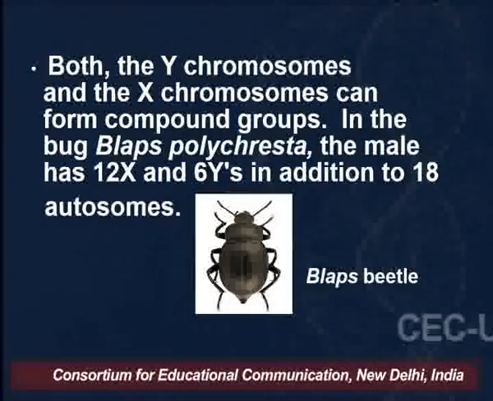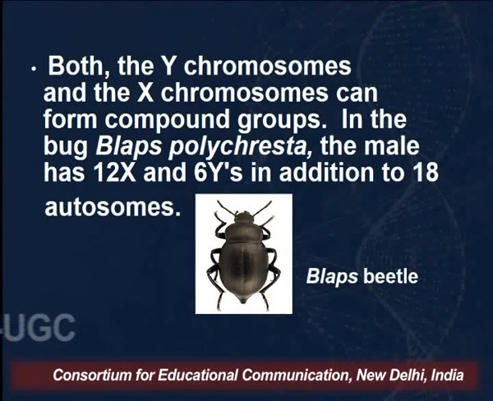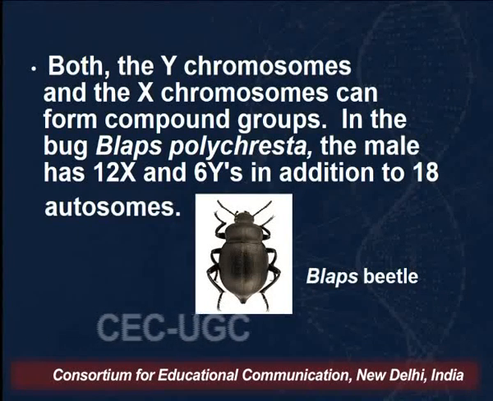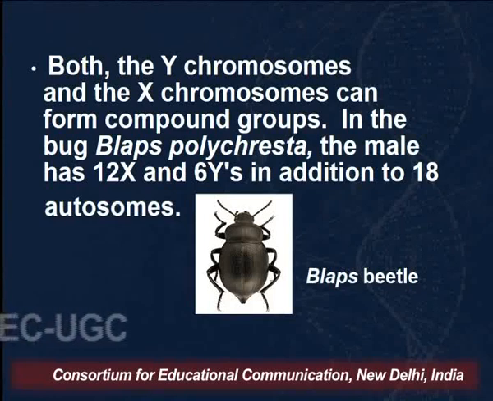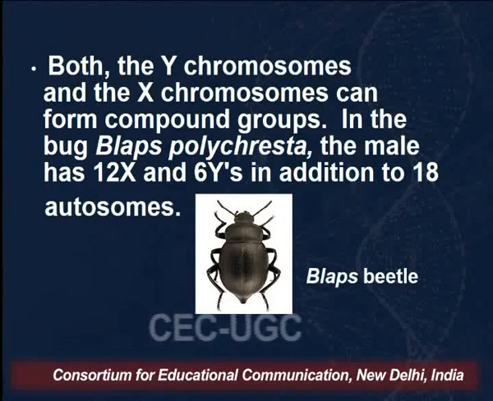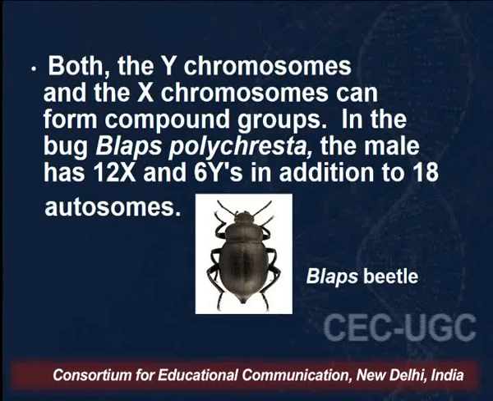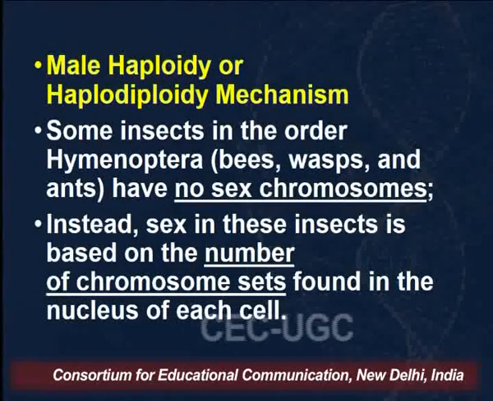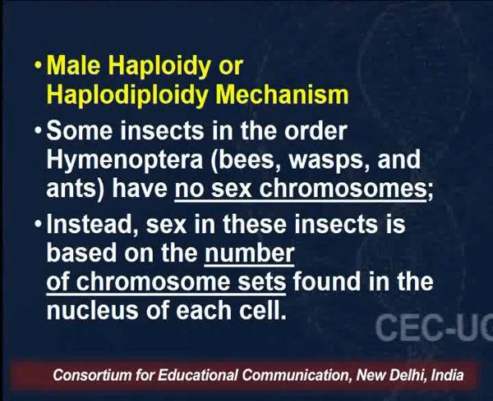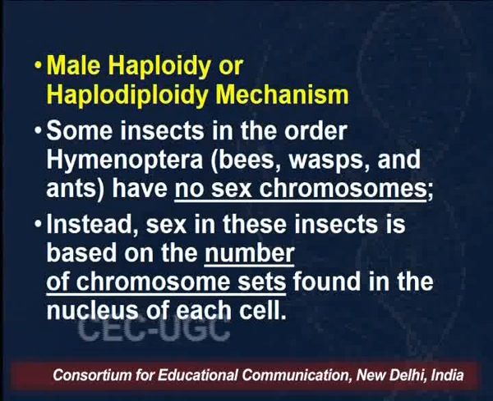And in case of a beetle, that is the Blaps beetle, we find that both the Y chromosomes and the X chromosomes are present in compound forms. In Blaps, we found that the male has 12 X chromosomes, and the Y chromosome number is 6 or even more, and this is in addition to the 18 autosomes. So there are a whole lot of situations that may occur as far as the compound chromosomes is concerned.